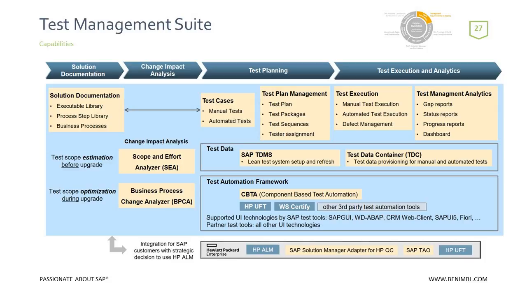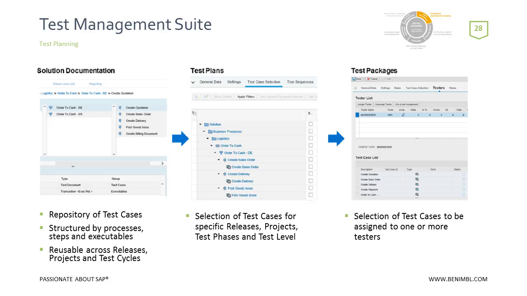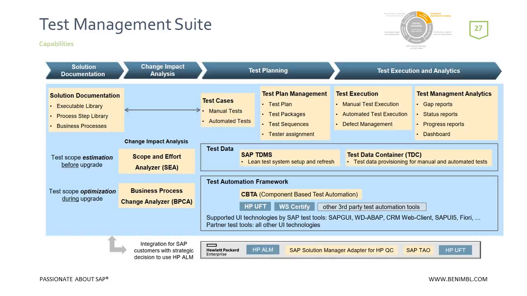So from a test automation perspective, SAP's take is that CBTA, component-based test automation, is going to be your primary test automation tool for all platforms, SAP only. And if you need to do end-to-end testing, then there are third-party tools that will be supported that you will need to purchase and leverage for end-to-end testing.